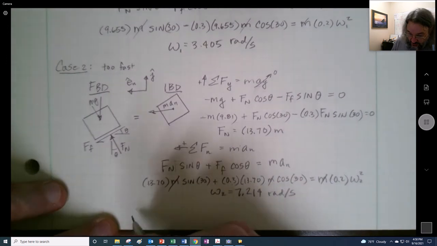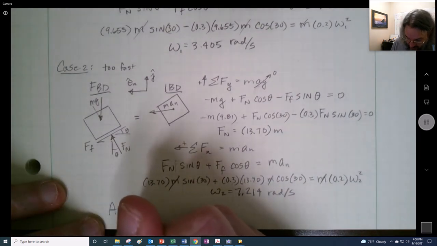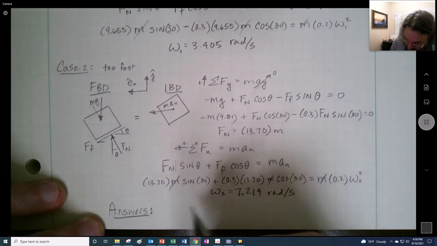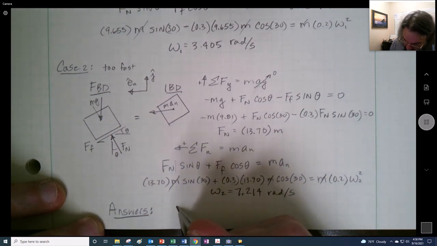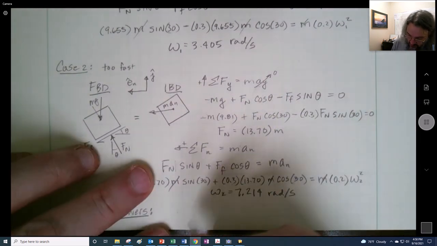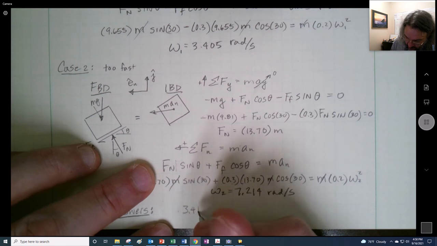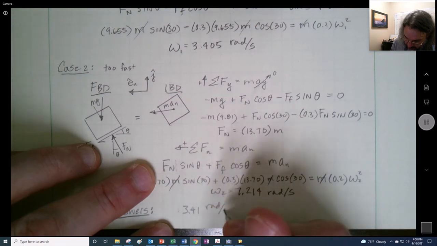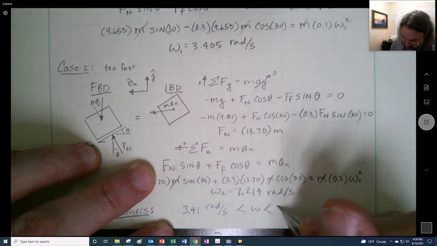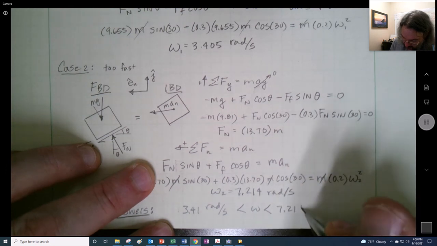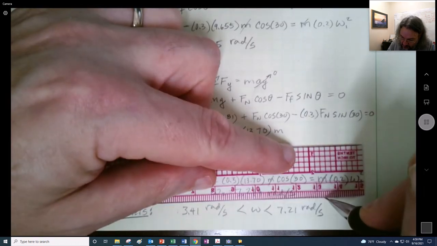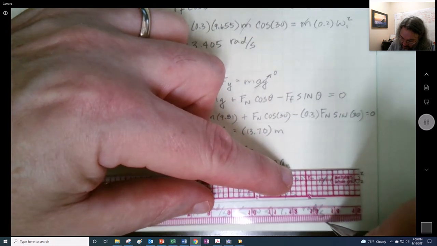So I've got just enough room to write answers. We could write it out this way: omega 1 is 3.41 radians per second, and omega 2 is 7.21 radians per second. That expresses it correctly. So this is the range.